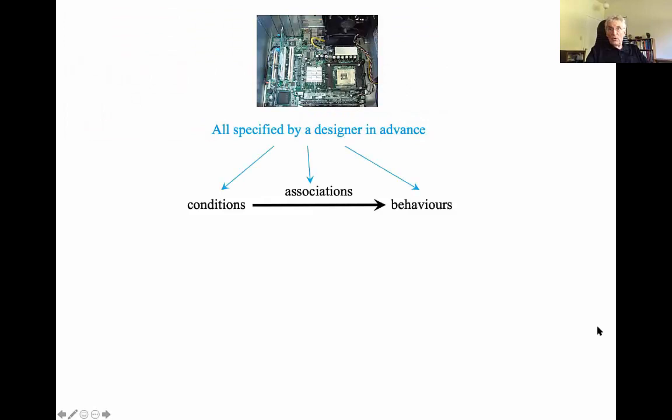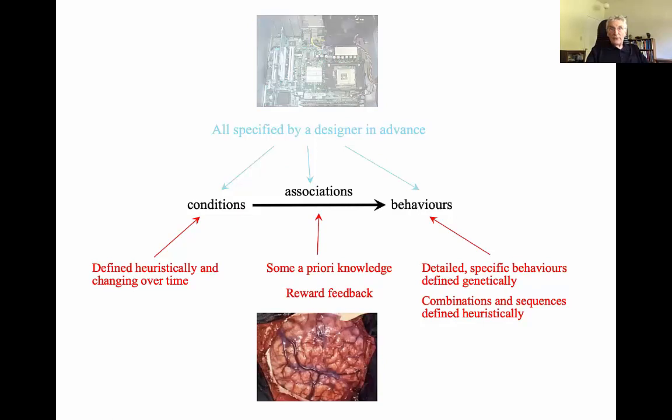In the case of computers, all the conditions, the behaviors, and the associations between them are specified in advance by a designer. In the brain, most of the conditions are defined from experience, like the receptive fields of pyramidal neurons in the cortex, for example. Many of the very detailed behaviors, like muscle movements, are defined genetically, but important combinations and sequences of those muscle movements, like the ones we need for walking, for example, have to be defined genetically. And the associations between conditions and behaviors are largely defined by experience. But despite these fundamental differences, both types of system face the same general understanding problem: how to organize the information about billions of components so that the behavior of the system can be understood.